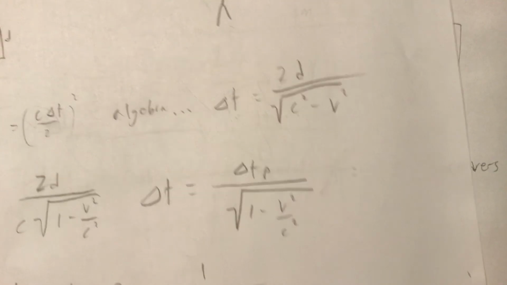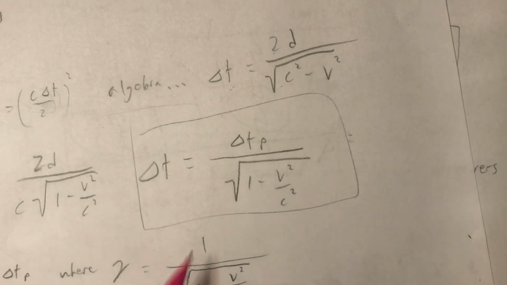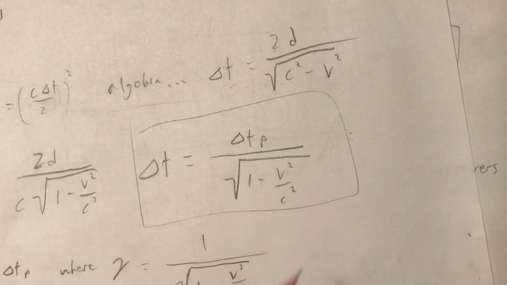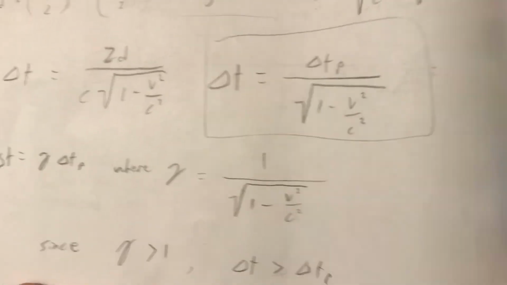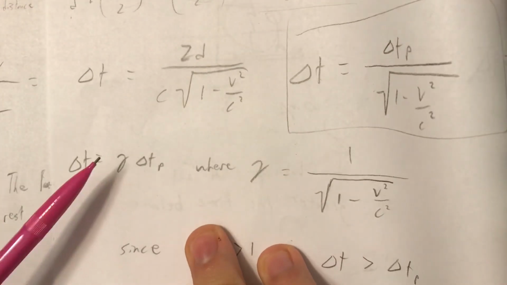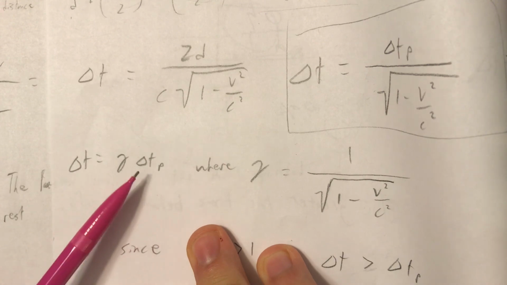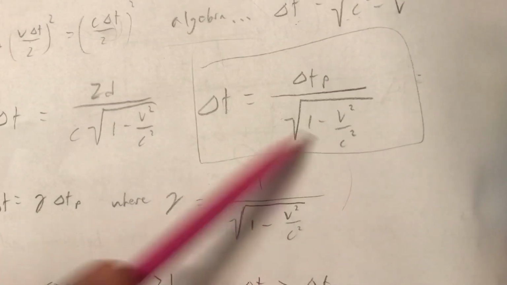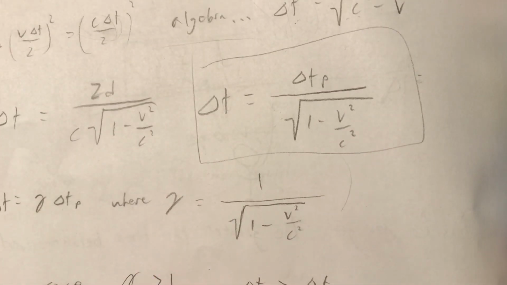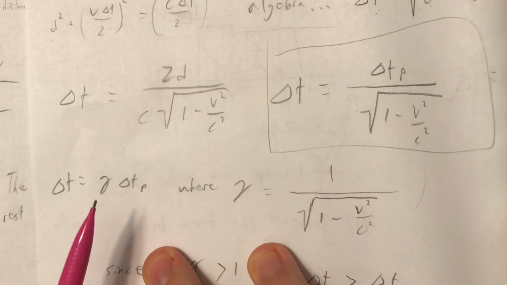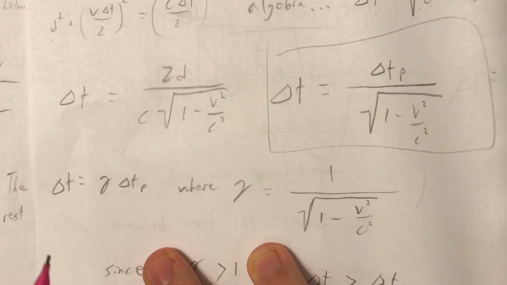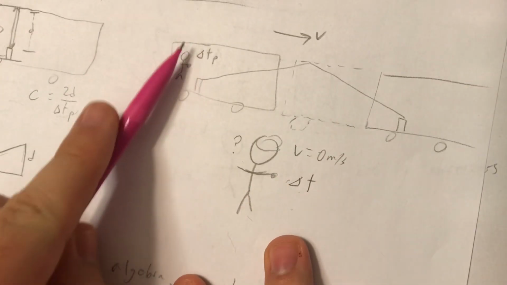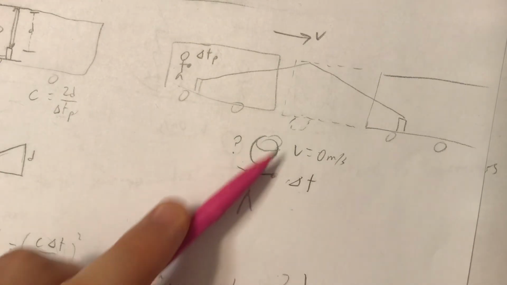So we get our final equation: delta t is equal to time proper divided by the square root of 1 minus v squared over c squared. We can simplify that to delta t equals gamma multiplied by the proper time, where gamma is this whole expression right here. To review, proper time is the time recorded by this person right here, and delta t is the time recorded by the observer at rest.